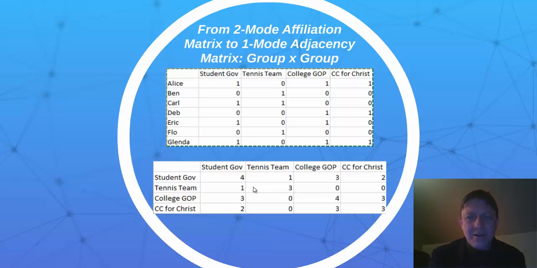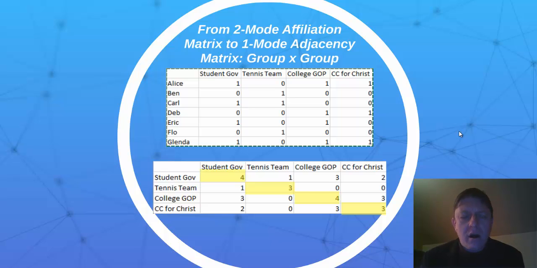What about the diagonal? The diagonal again is telling you something about the relationship between one group and itself. So when Student Gov has a value of 4 in the cell that relates it to Student Gov, it means that student government shares 4 members with itself. But it only shares 1 member jointly with the tennis team. 1 member they have in common. That's what the tie means here. What is that member? Can you see it? It's Carl. Carl is on the student government and the tennis team. Hey, good to know.